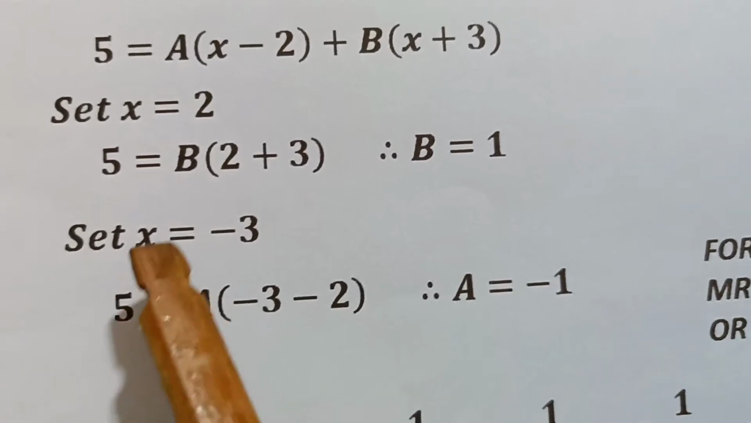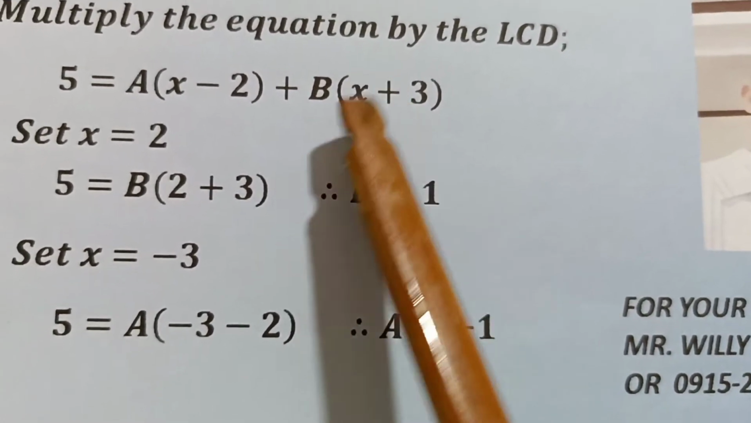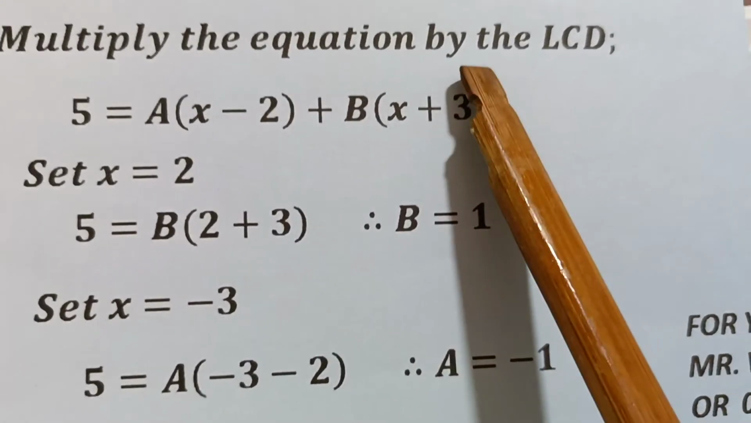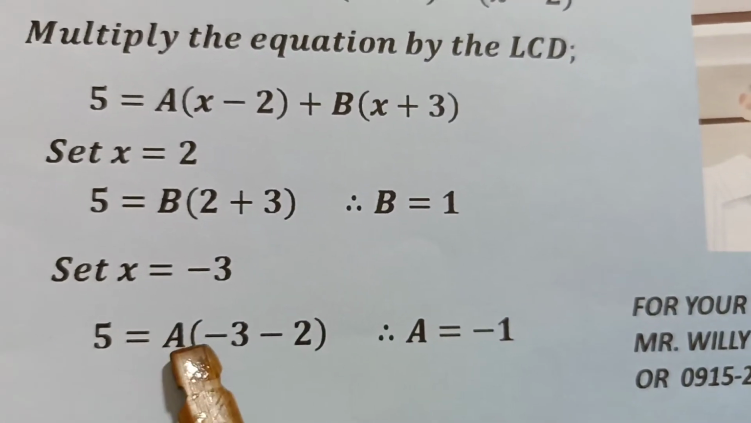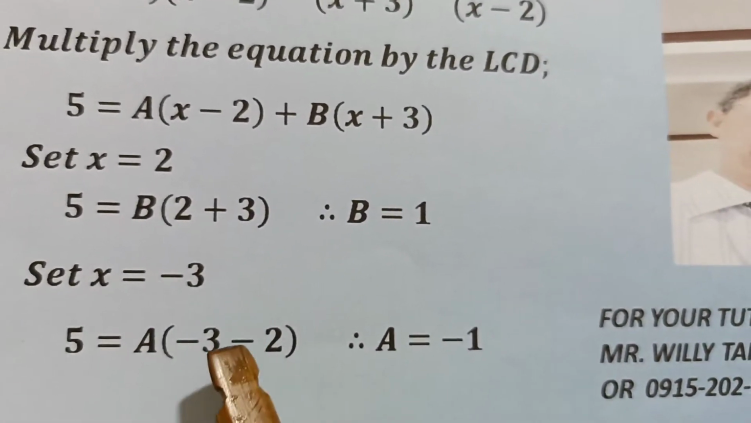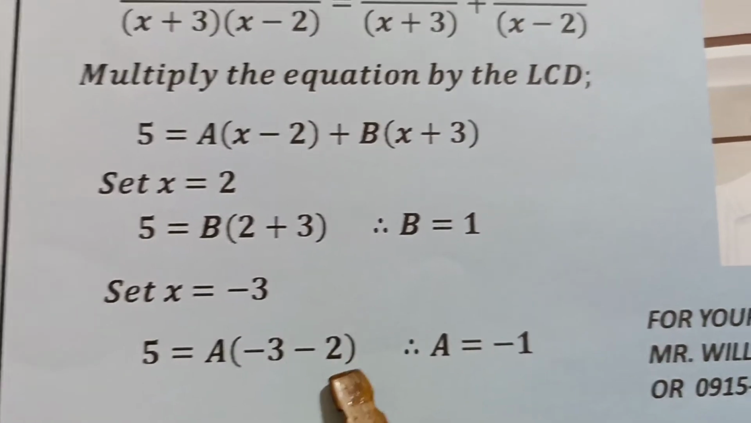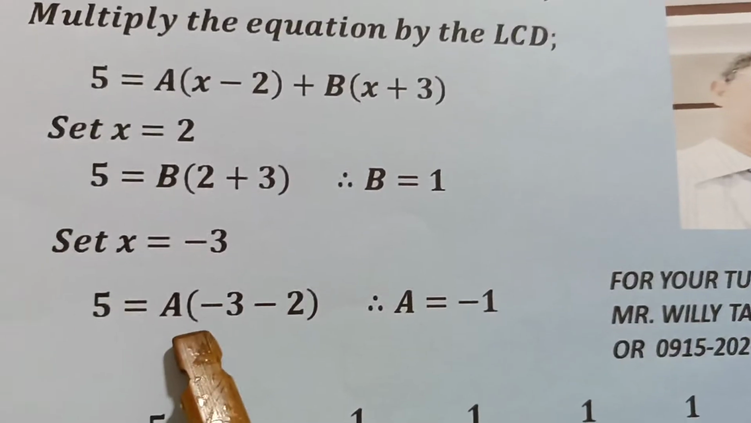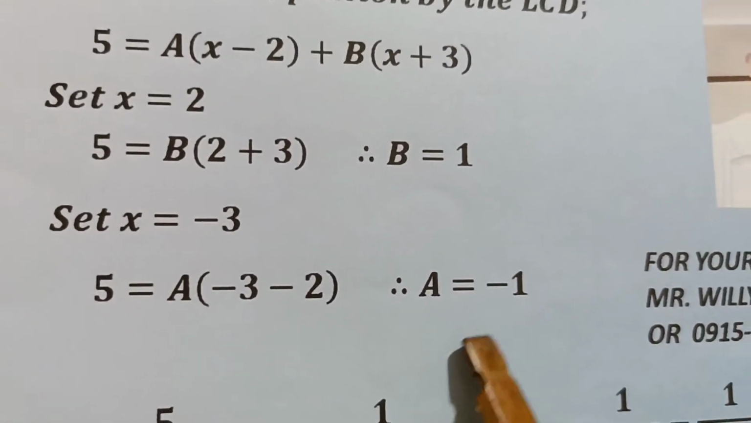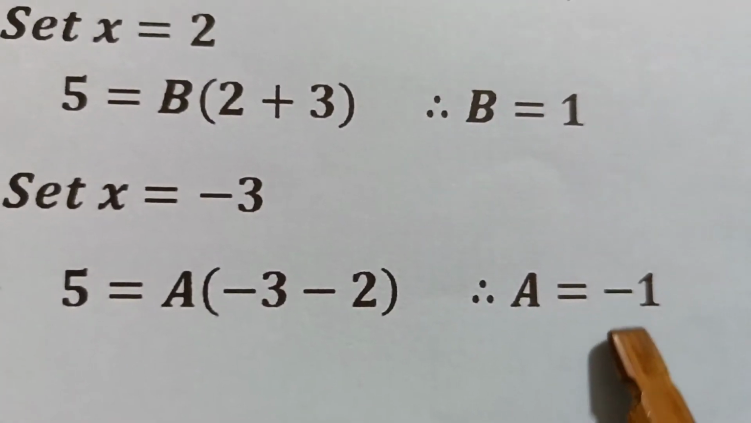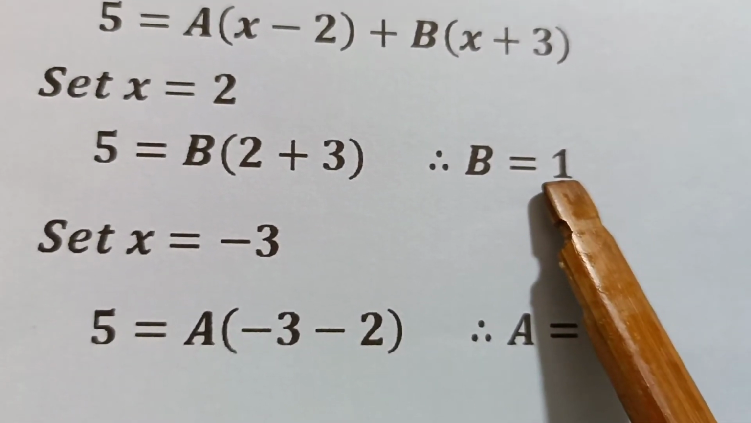After which you can now set x is equal to negative 3, to get rid of b. After assigning x is equal to negative 3, we get 5 is equal to a times quantity negative 3 minus 2. So negative 5a is equal to 5, and a therefore will become negative 1. So we get two values for our two terms. a will be negative 1 and b is equal to 1.